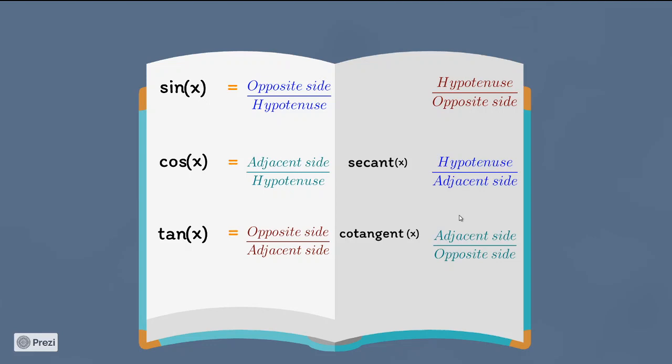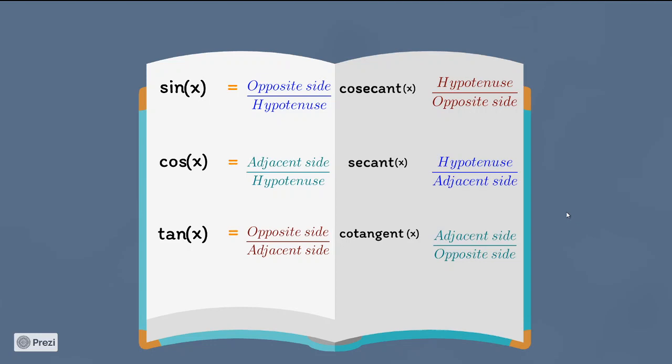Then the first one, the hypotenuse by opposite side, I call it cosecant of x, as I add two more letters to secant. So these are your trigonometric ratios. Cosecant of x, that is hypotenuse by opposite side. Secant of x, that is hypotenuse by adjacent side. Cotangent of x, that is adjacent side by opposite side.